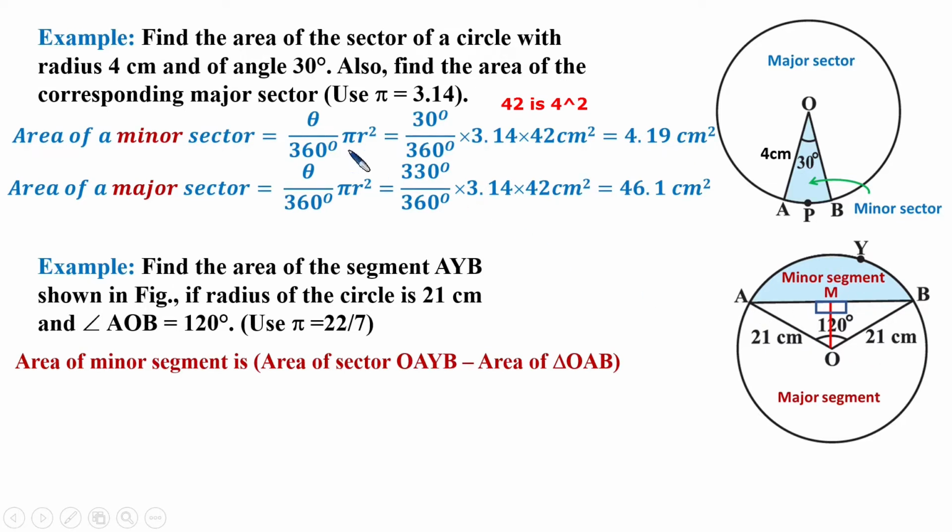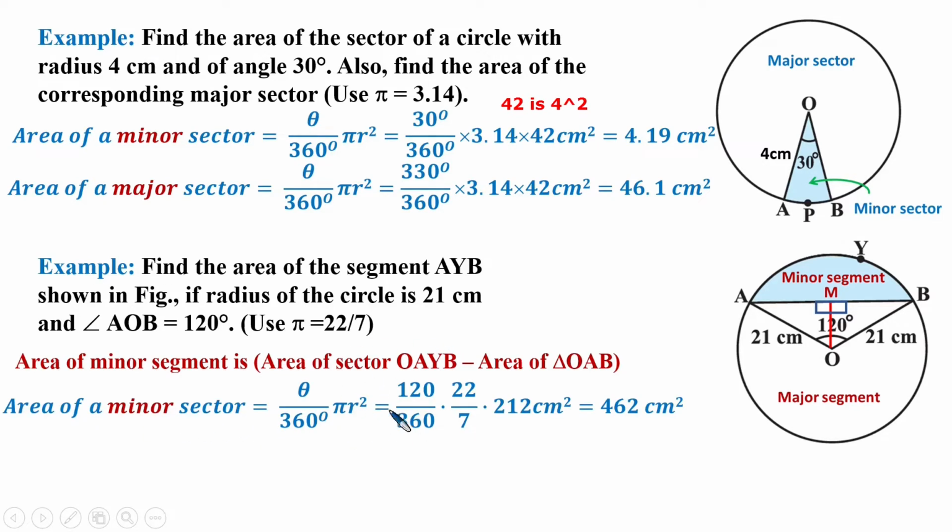The area of the sector we have found is 120 divided by 360 times pi r square. R is given, so the area of the sector I can find. Here I have written area of the minor sector is theta by 360 times pi r square. Pi I have taken as 22 by 7. This is 21 square, not 212, 21 square. That was a mistake here. So this is 462 centimeters square.